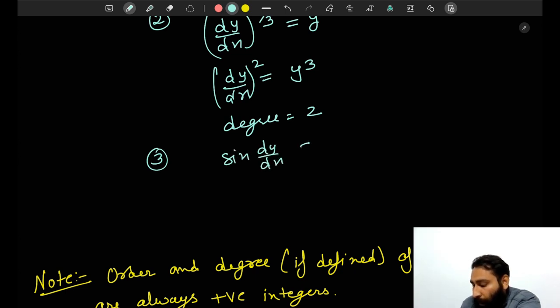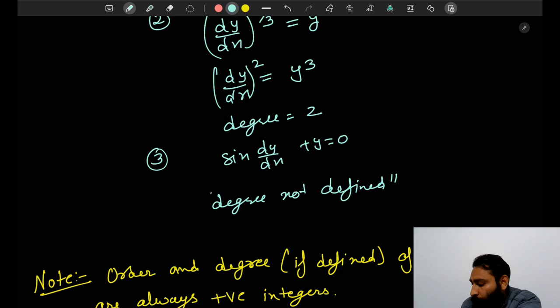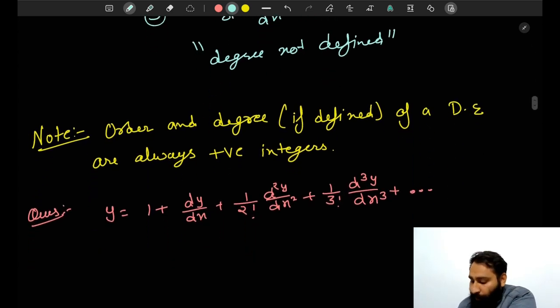Here is one more example: sin(dy/dx) + y = 0. In this differential equation, the derivative is present in the sine angle, so we cannot define the degree of the differential equation. In this case, degree is not defined. In place of sine, if it is a log function or exponential function, then also we cannot define the degree of the differential equation.